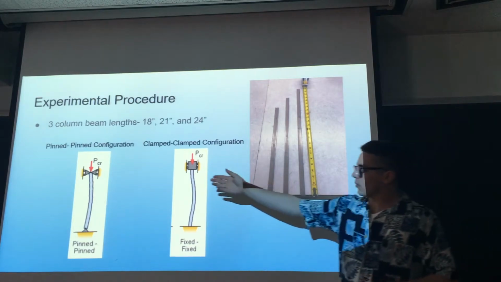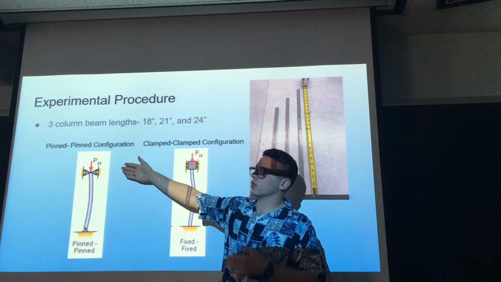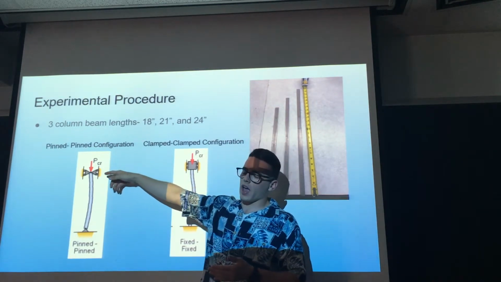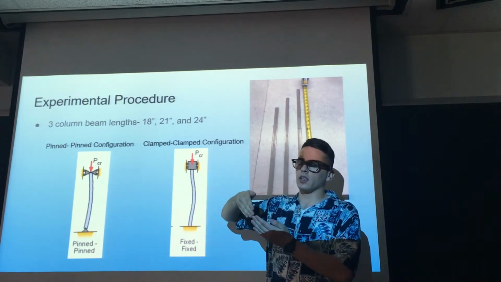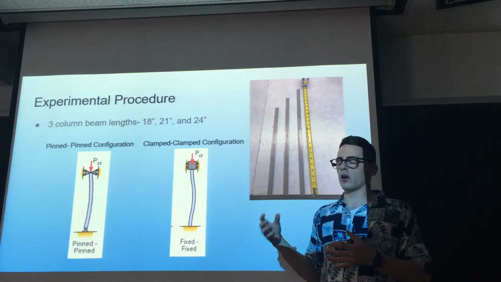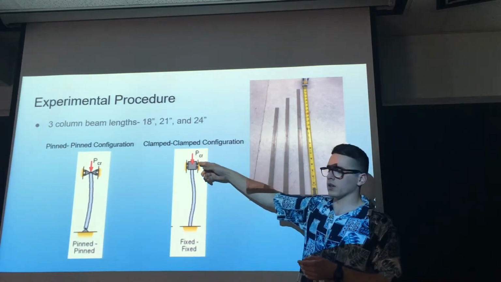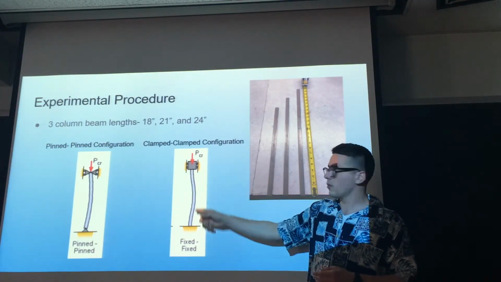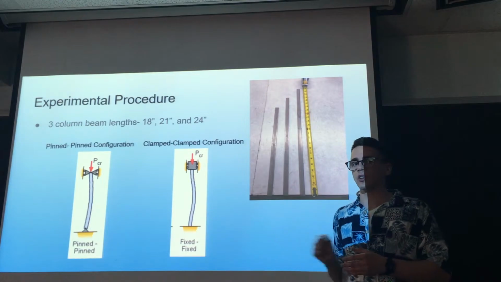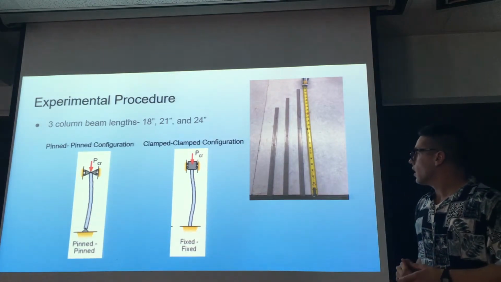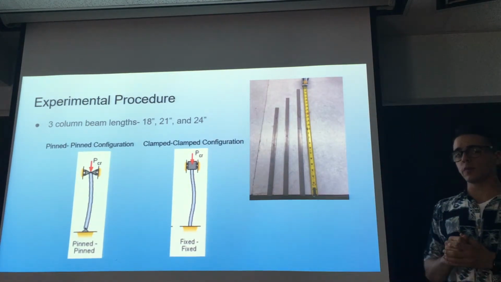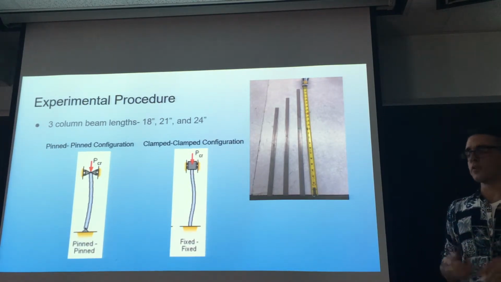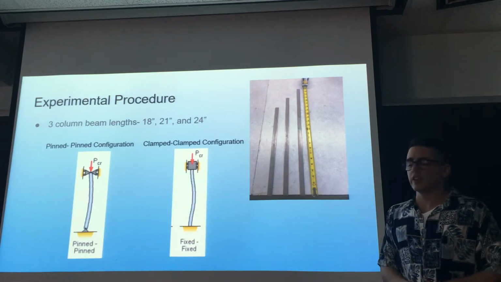So here you can see what would happen during buckling with a pinned boundary condition. The ends actually rotate and the column buckles sooner. Here you can see with the fixed clamped boundary condition where the end of the column actually stays perpendicular to the wall. We tested 3 separate columns of lengths 18 inches, 21 inches, and 24 inches. You can see them all here. They are made of aluminum.